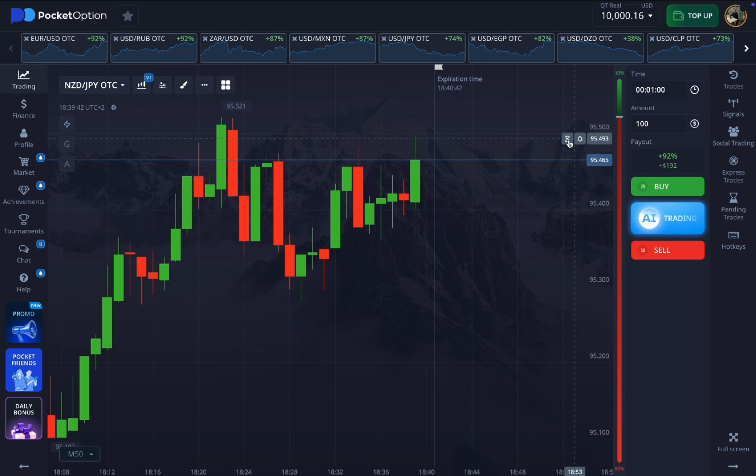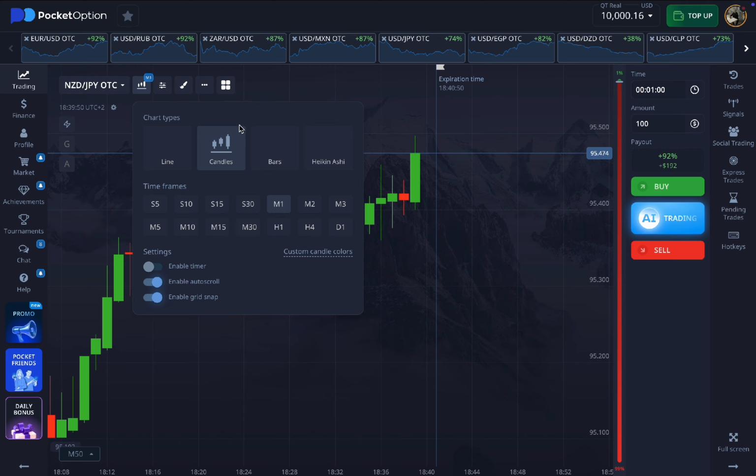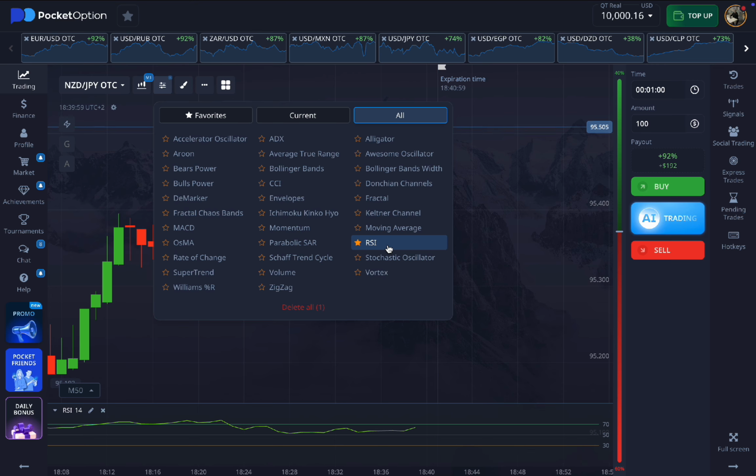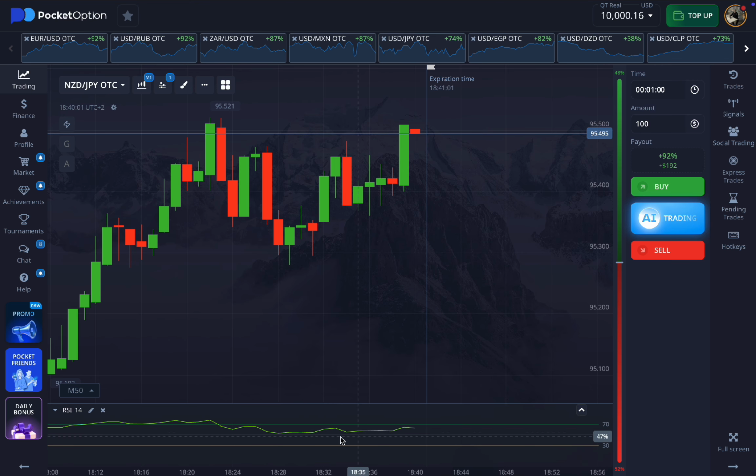To start trading, we need to set the duration of each trade to 1 minute. The amount for each trade today will be $100. We also need to switch to the 1 minute time frame, and we need to add our RSI indicator. Here it is, marked with a star right here. Click on it and the RSI indicator will appear at the bottom.